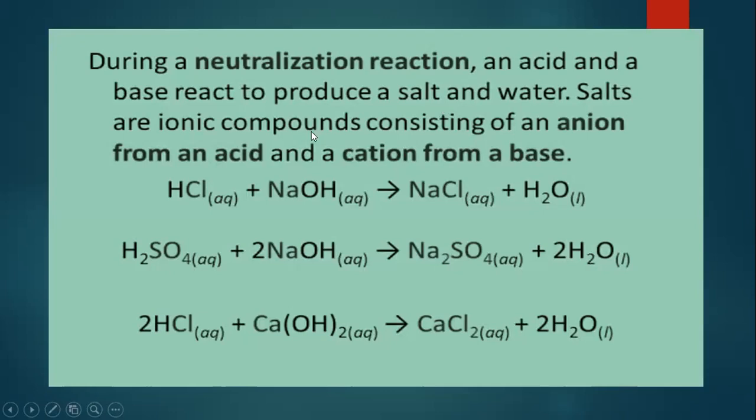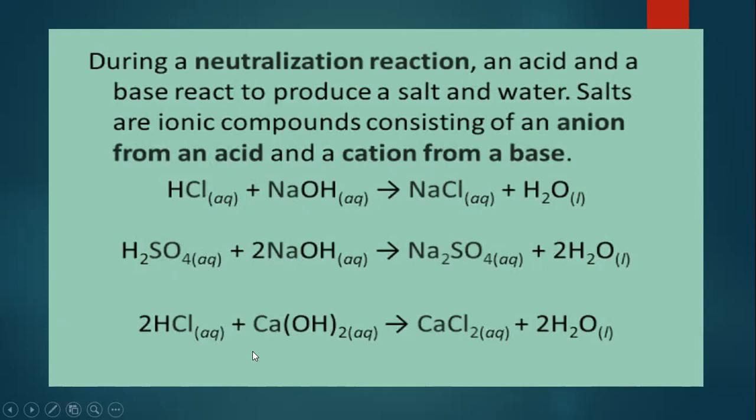Salts are ionic compounds that consist of an anion from an acid and a cation from a base. Like HCl reacts with NaOH to give you NaCl plus water. The sodium ion comes from the base, that is a cation, and the chloride part, the anionic part of the salt, comes from the acid. In the next example, sulfuric acid reacts with NaOH to give you sodium sulfate plus water. Again, sodium comes from the base and sulfate, that is the anionic part, comes from the acid.